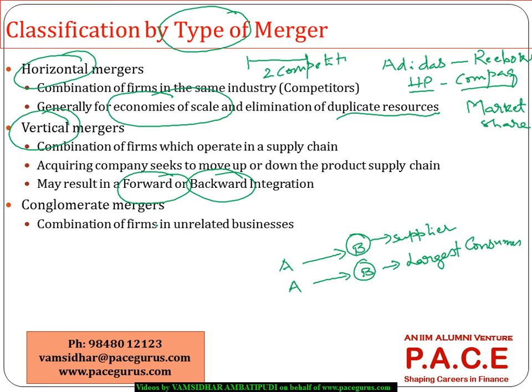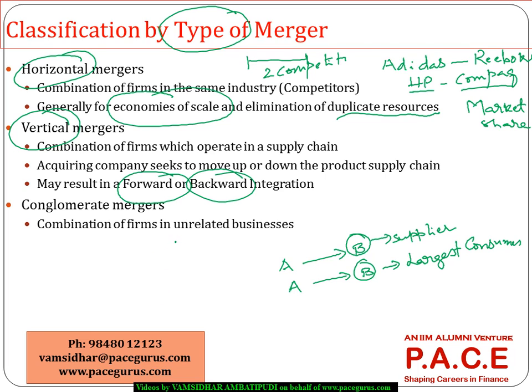Then the other dimension which we look at is the conglomerate merger, wherein there is no relationship. They can be from any industry, they need not be competitors. You are just combining two companies in completely unrelated industries. They are neither competitors nor a part of the value chain. Any other company you are trying to acquire, that goes as a conglomerate merger.